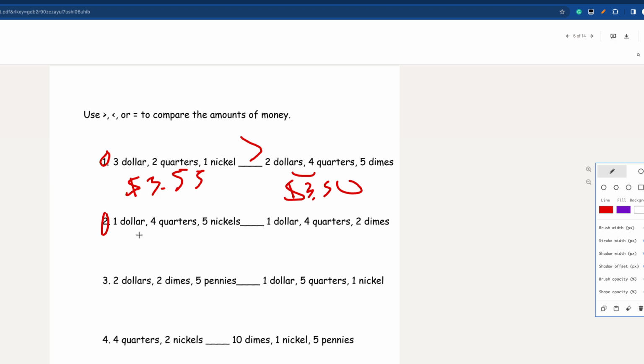All right, number two: $1, 4 quarters, and 5 nickels. So this adds up to $2 because each quarter is 25 cents. Then we add 5 nickels, each is 5 cents, so that equals another 25 cents. So $2.50. Same with this one. This equals $2 and 2 dimes, so 10 plus 10 is 20 cents. So which is greater? This is also the greater than sign.